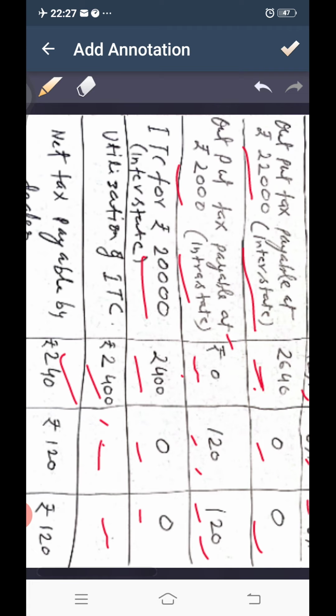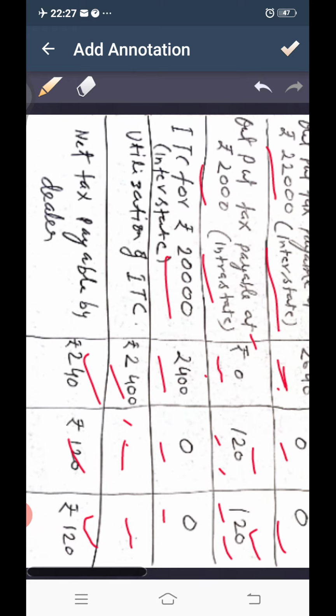Then output CGST is 120. Till now we have not paid anything. So output we will have to pay, that is 120 rupees more. Similarly SGST is also 120, that is output tax. So we have to make input also 120. So we put here 120 rupees. So this is net tax payable by dealer: IGST, that is rupees 240, CGST 120 and SGST also 120 rupees.